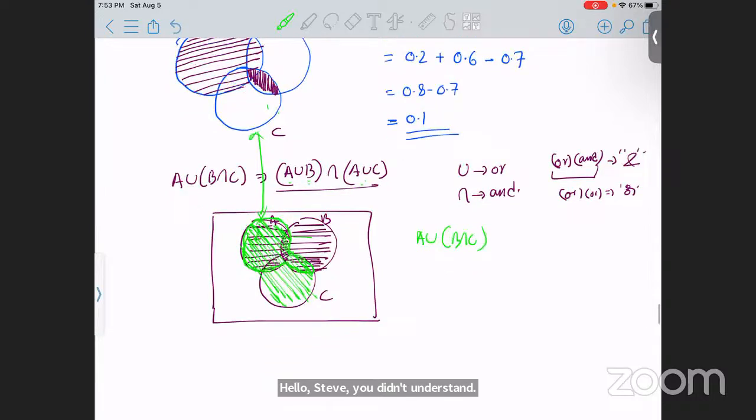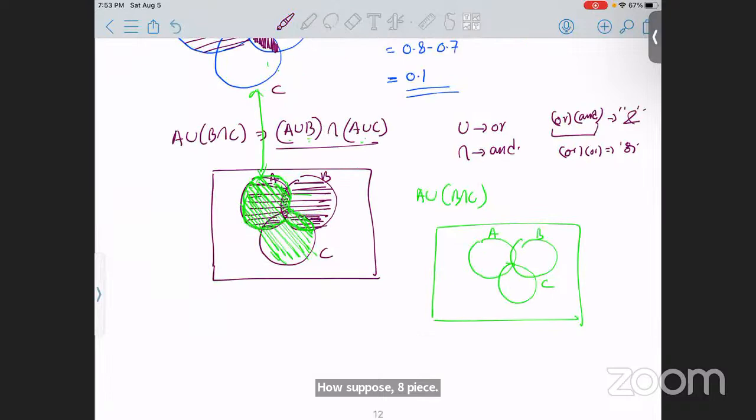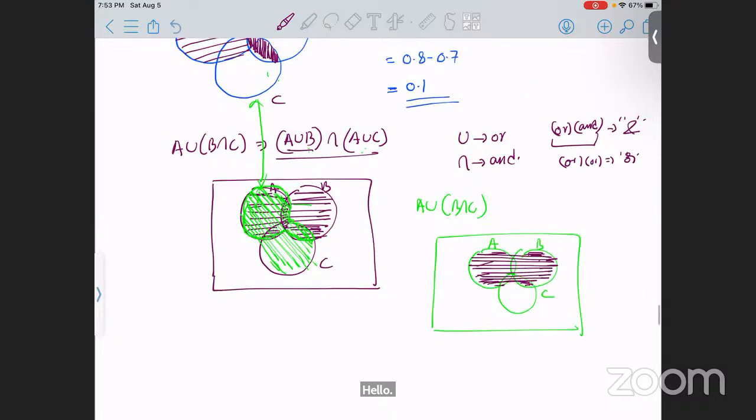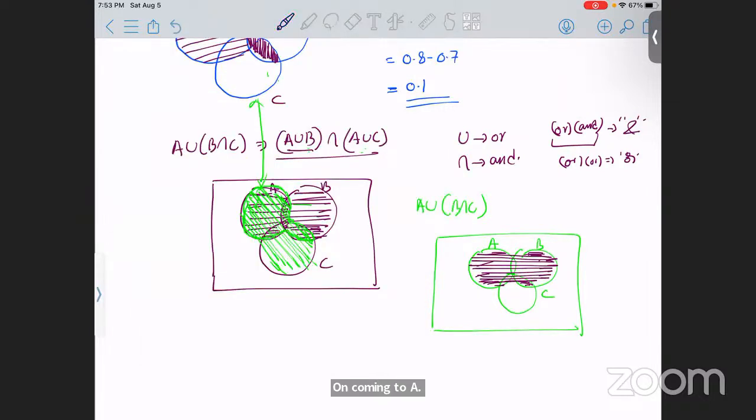Look, it is very easy. Let us suppose A, B, and C. Here, A union B means combine all of A and B. And coming to A intersection B, I will take dark blue. A intersection B, A intersection C. Something like this. A union.